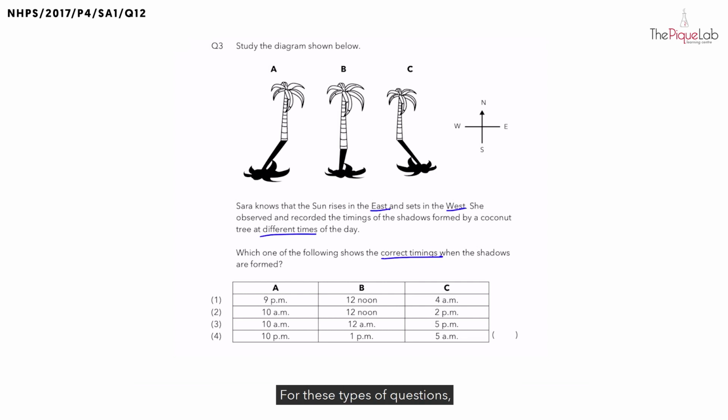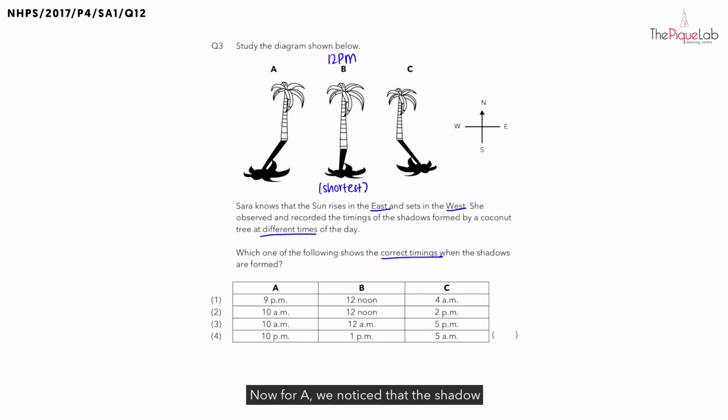For these types of questions, the easiest method to approach this question is by looking for the shortest shadow, which is the shadow formed at B. Now we also notice that the shadow formed is directly below the tree, which means that the sun is at the highest point of the sky. So what time is the sun the highest in the sky? It is actually noon or 12 p.m. This is when the shortest shadow is formed as well. That means that the shadow formed by the coconut tree at B must have been cast at noon.